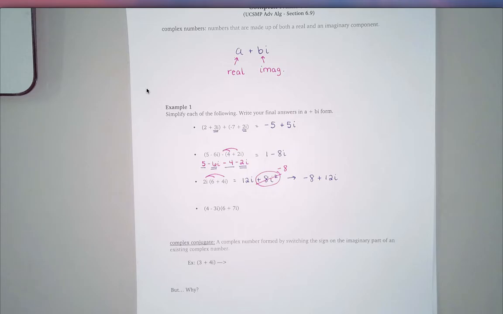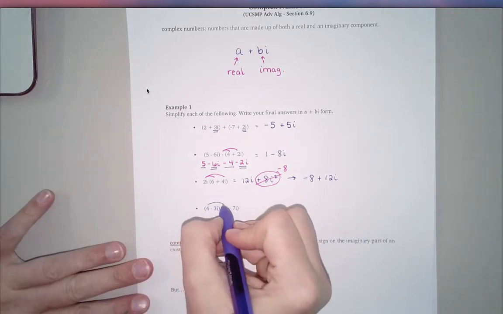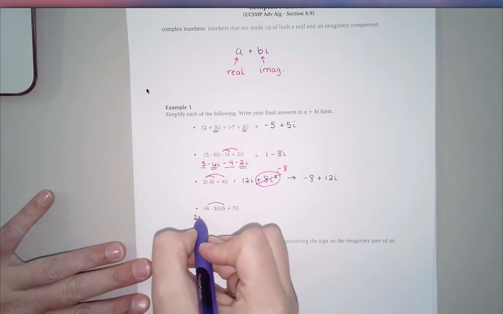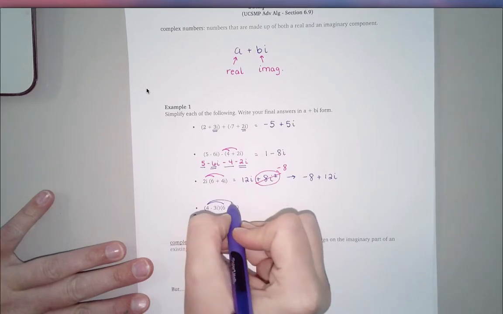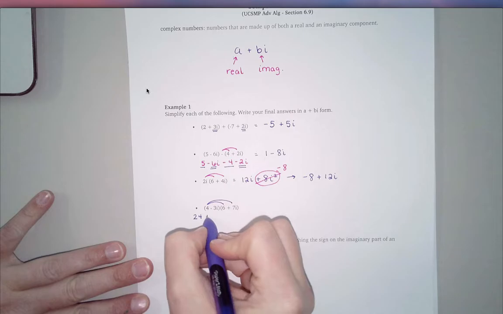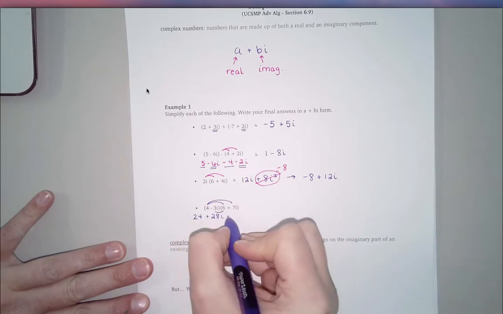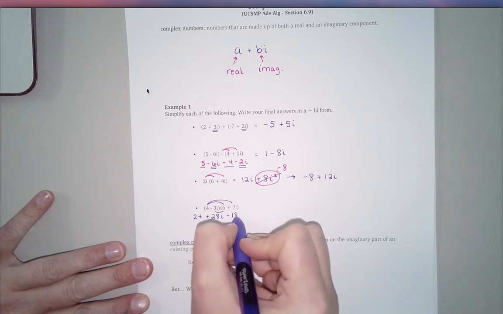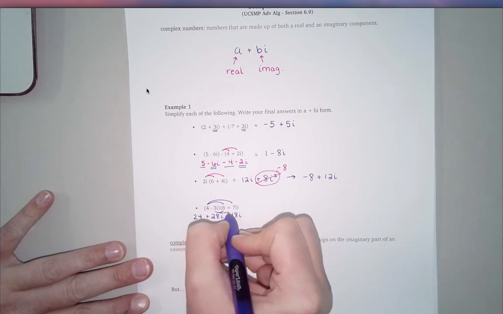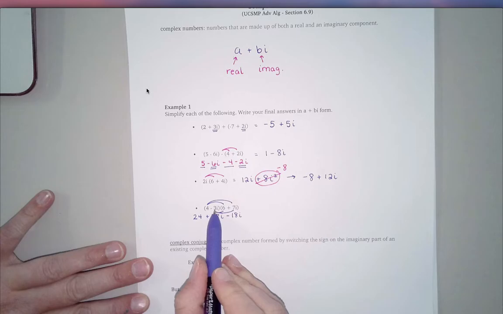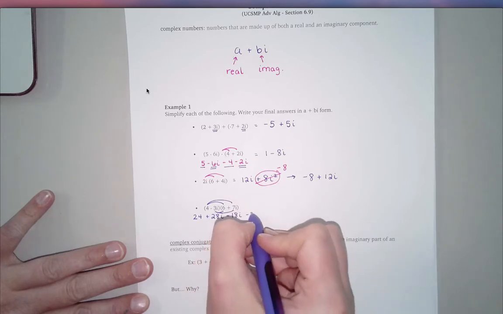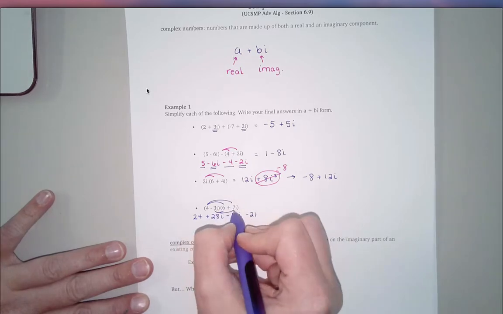Okay. On that last one, like I said, we're going to FOIL here because that's multiplication. So I'm going to go 4 times 6 is 24. 4 times 7i is 28i. Negative 3i times 6 is negative 18i. And negative 3i times 7i, well, negative 3 times 7 is negative 21. And i times i is i squared.